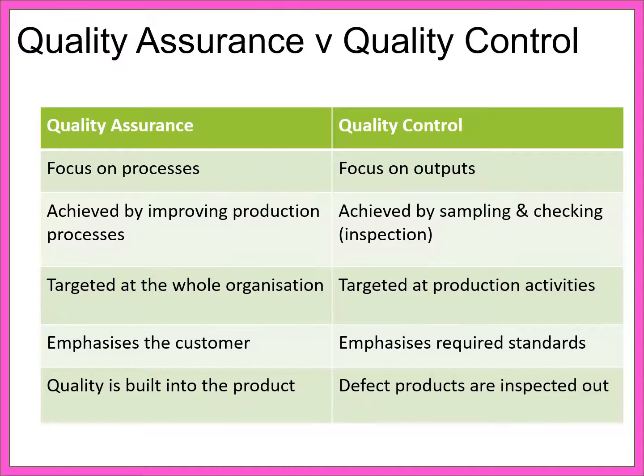Then quality assurance emphasizes the customer much more, whereas quality control is just looking at required standards, not thinking really about what the customer needs. It's just going, right, okay, so everything needs to match this. And then finally, quality assurance is built into the product itself, whereas with quality control, defective products are inspected out, taken away, and the products that are okay are just sent through.